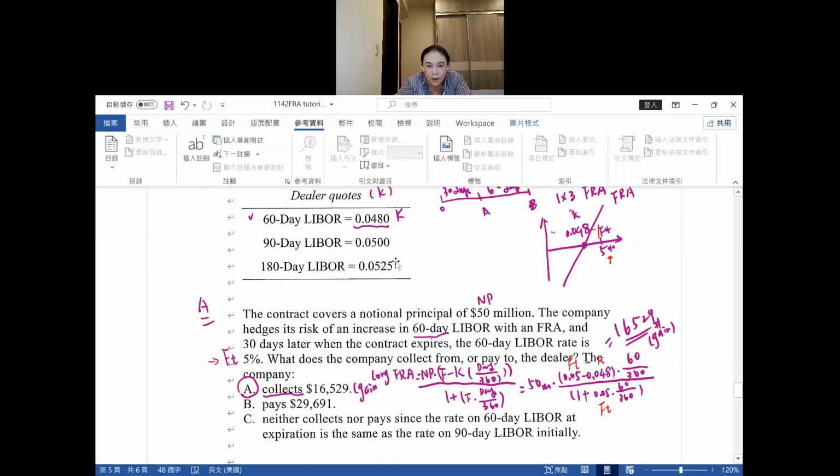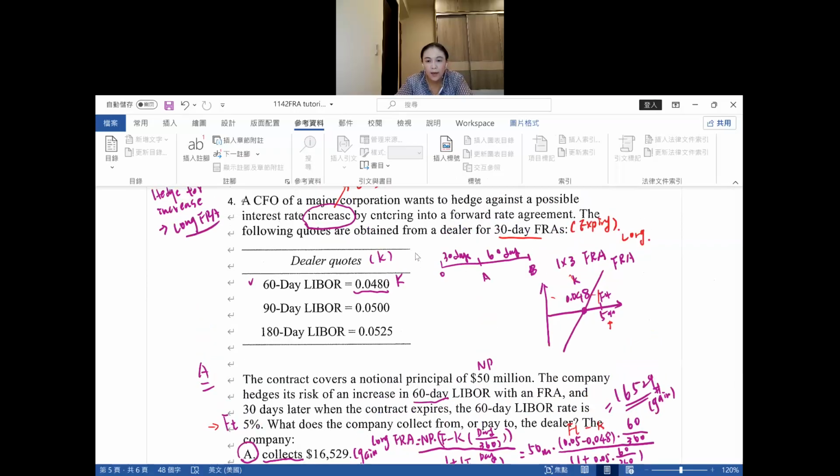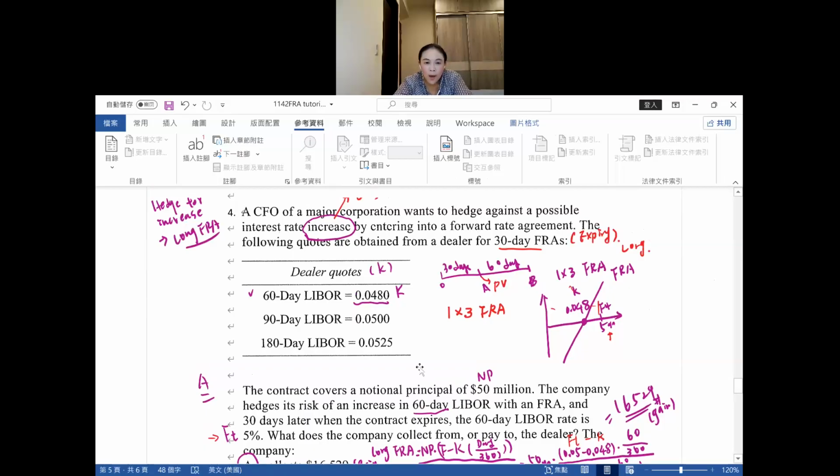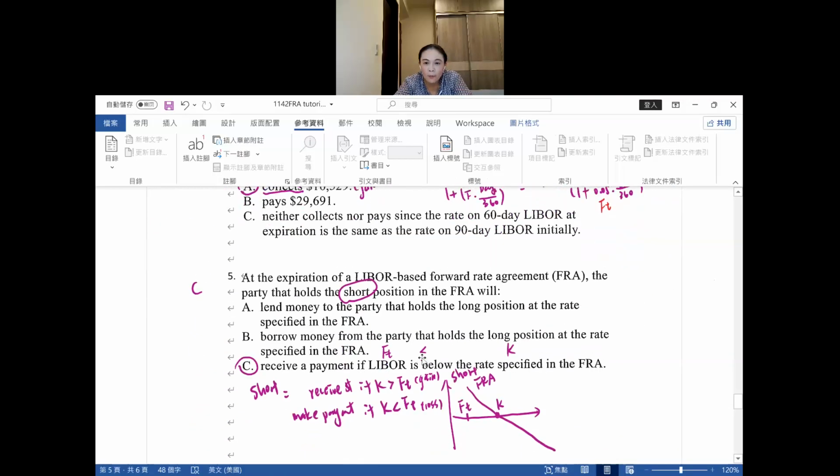So remember, yeah, this FRA is what we call 1 by 3 FRA, okay? So expire in 1 month, and after 1 month, you are computing based on the 2 months interest rate quotation, and the PV day would be end up of 1 month. This is where we computed the PV. Okay, the answer would be A.